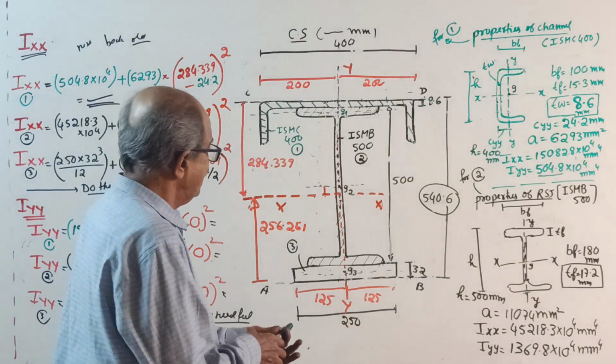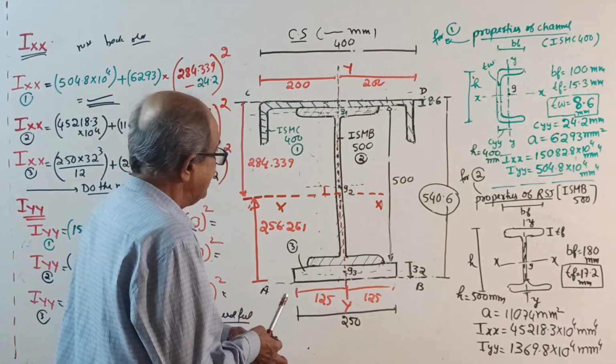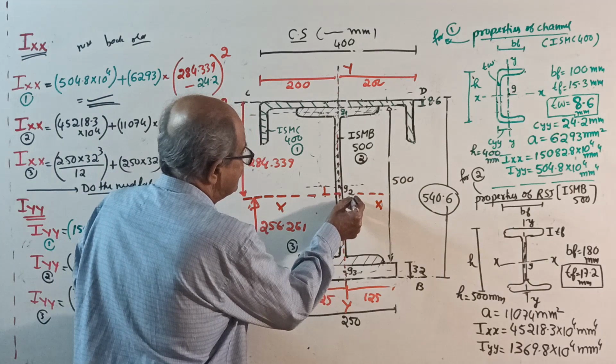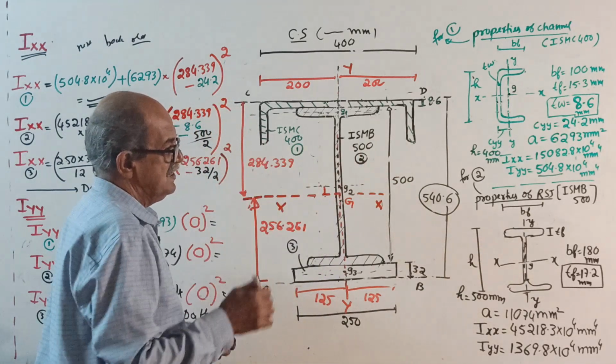Okay. I forgot one thing here. See, sometimes I forget here. This intersection is centroid G for the entire cross section.